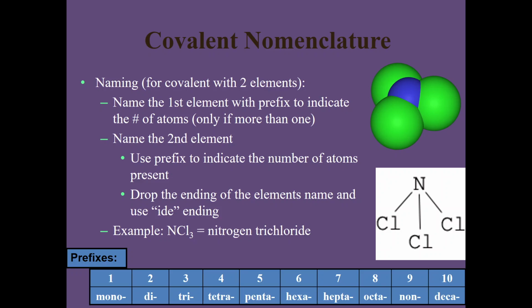Name the second element using the prefix to indicate the number of atoms present. Drop the ending of the element name and use the IDE ending. So just like ionic, we'll use IDE. But this time, because carbon dioxide and carbon monoxide have the same elements, just different amounts, for covalent there is no unique formula. You have to specify how many atoms there are.